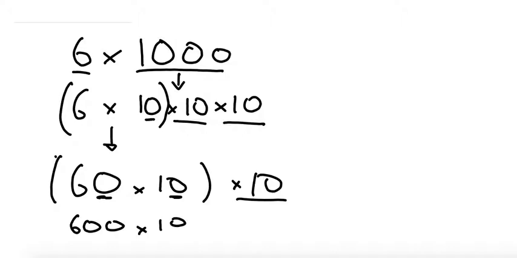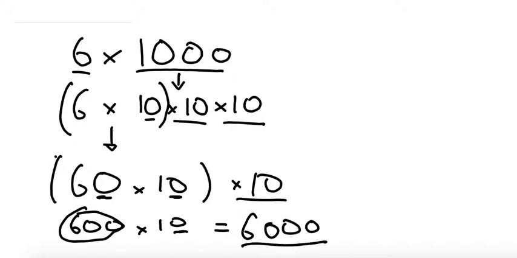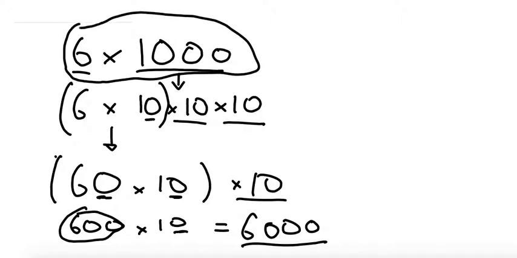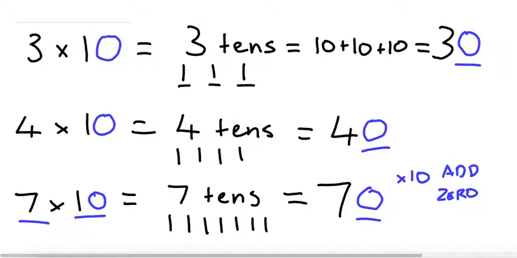So 600 times 10. Again, we use what we know about multiplying by 10. We keep the original number and we add a 0. So 600 and another 0, so we've got 6,000. So that's another way we can think about solving multiplication problems involving many zeros. We break up that number into tens or hundreds and think about it that way. Right. So I hope you've learned a few tricks about how we can multiply by 10, 100, and 1,000.